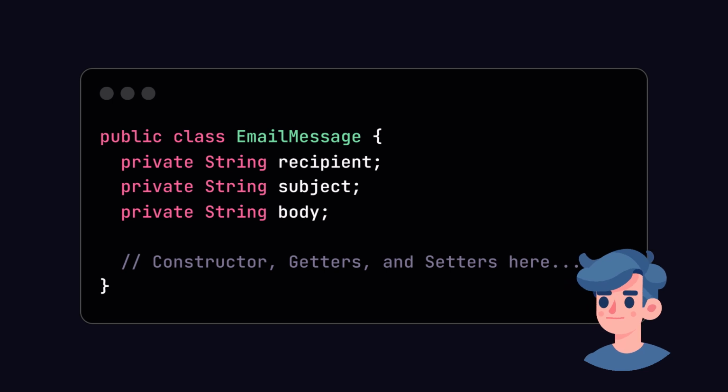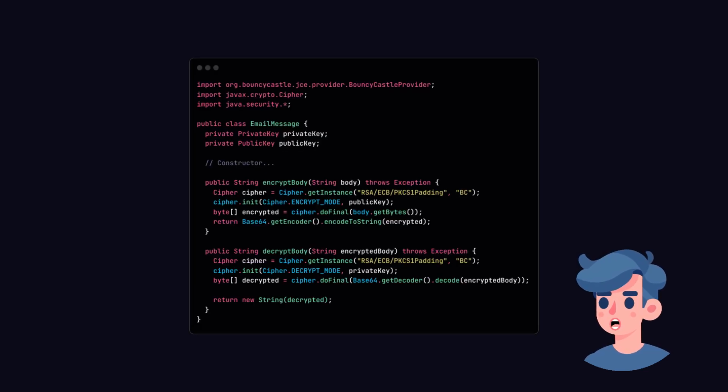Moving forward, let's implement email encryption. We'll use Bouncy Castle's APIs for this purpose. First, we'll create a class that handles email messages. Now let's add encryption to our email message class. We'll need methods to encrypt and decrypt the email body using asymmetric encryption, specifically RSA.